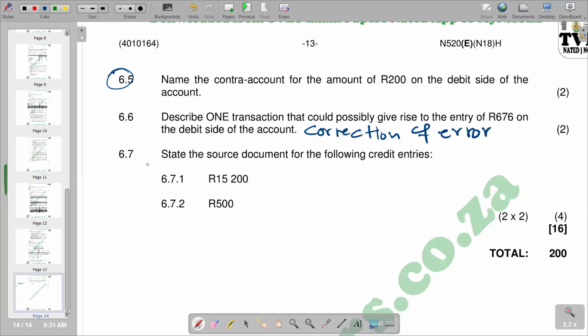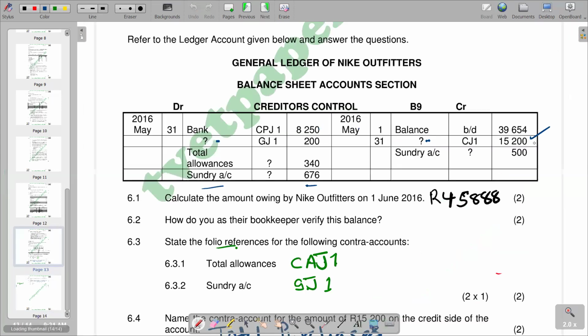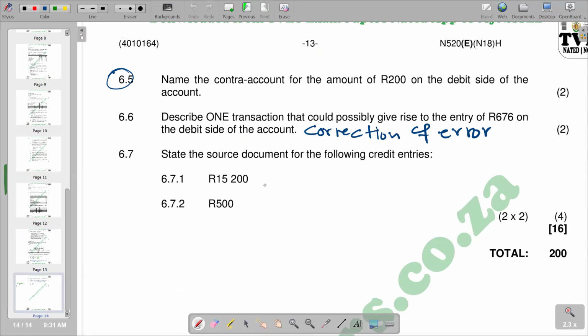So we go to the next question. It's saying, state the source document for the following credit entries. 15,200, we try to see. We said 15,200 is creditors, our total purchases. So what is the source document for our total purchases? Obviously, we take that information from the invoices. Remember, when we purchase goods, we can purchase by using cash, which is represented by bank, or we can borrow, which means invoices are supposed to be created whenever there's borrowing taking place. So the invoice becomes the source document. So we have original invoice as our response.